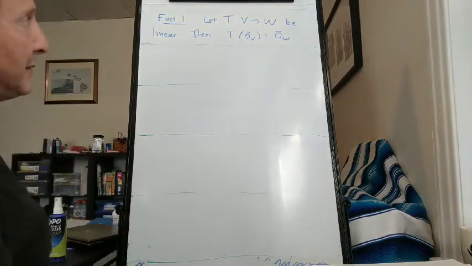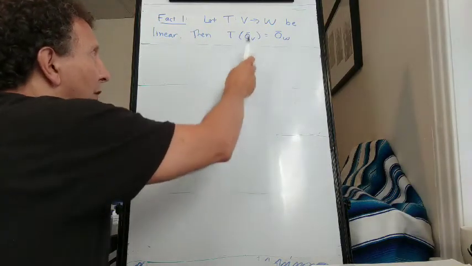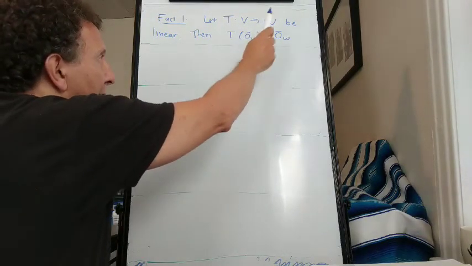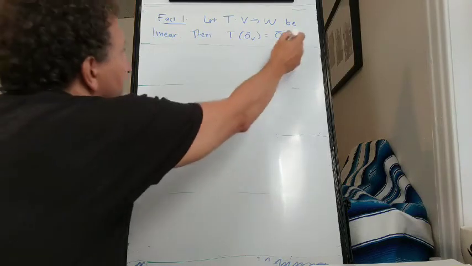I'm putting V and W here because V and W are different spaces. So this might be the zero polynomial and that might be the zero matrix. Or this might be the zero vector in Rm and that might be the zero vector in Rn or something like that. So the zero element in whatever spaces those are.